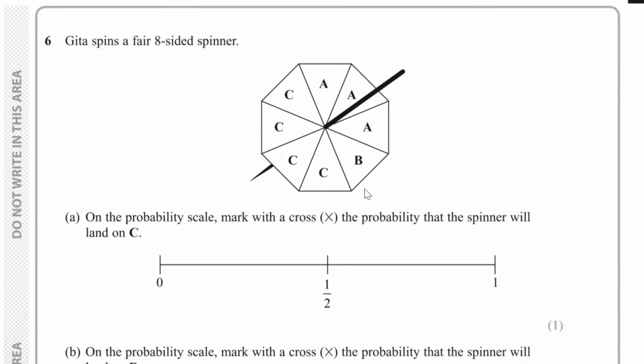Question 6. Jita spins a fair 6-sided spinner, and on the probability scale we have to mark with a cross the probability that the spinner will land on C. Well, you can see here we've got 1, 2, 3 A's, 1 B and 4 C's, and therefore because we've got an 8-sided spinner, 4 of those are C's, so the probability of getting a C is equal to 4 over 8, which we can simplify to 1/2. So we put the cross over here.